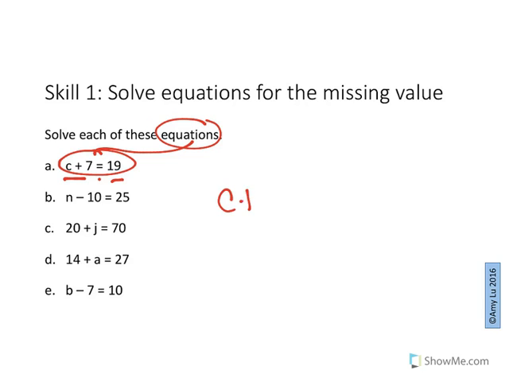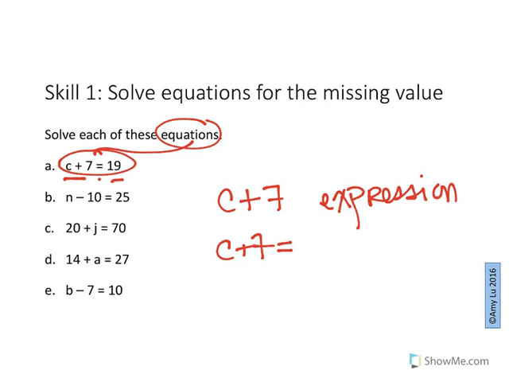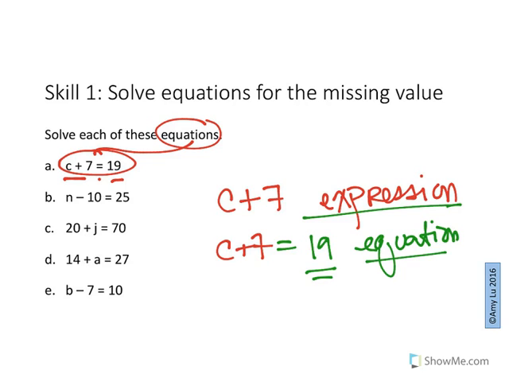If it was just c plus 7, this would be called an expression. But because we added the equal sign, and you added the 19 on your side, which means it's equal to something, it could be another expression, this makes it an equation. So there's a difference between an equation and an expression.